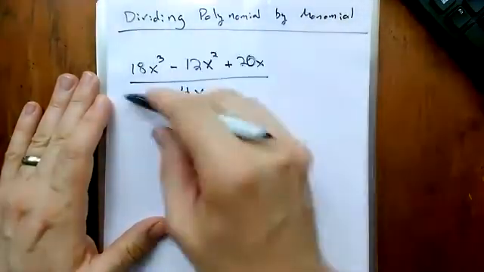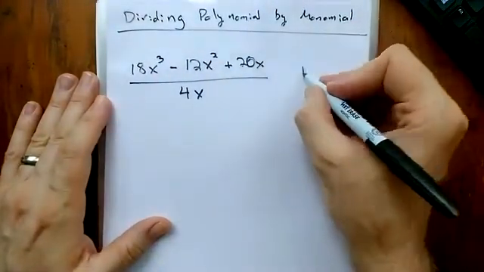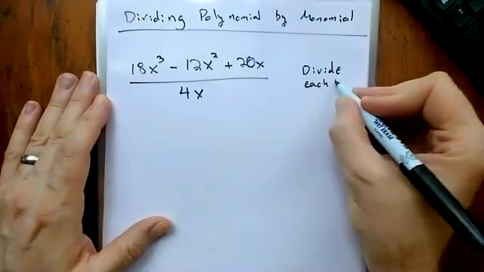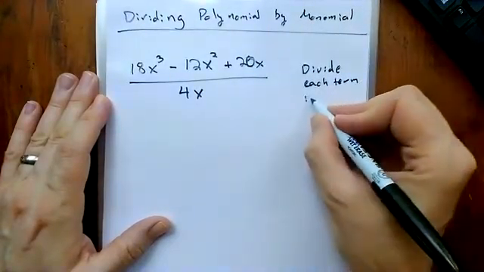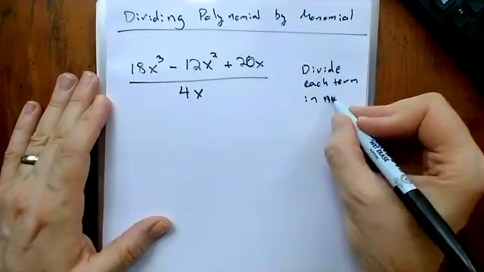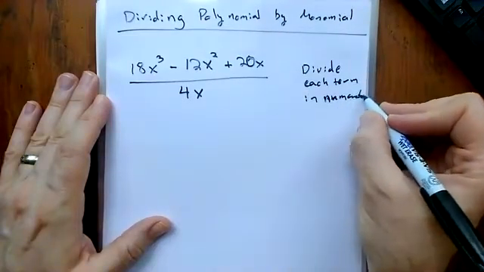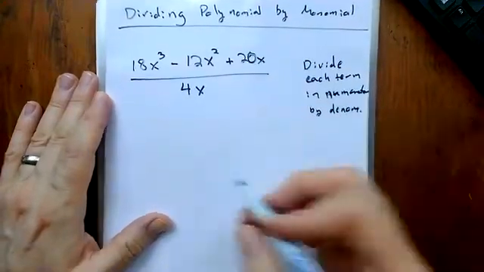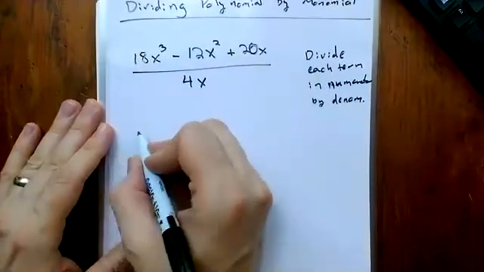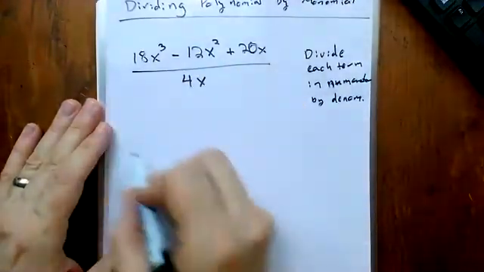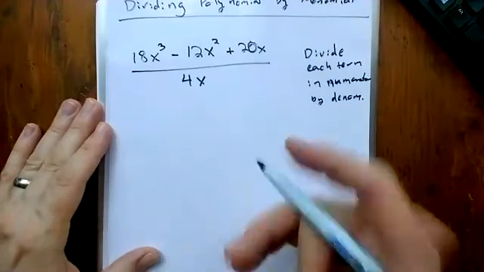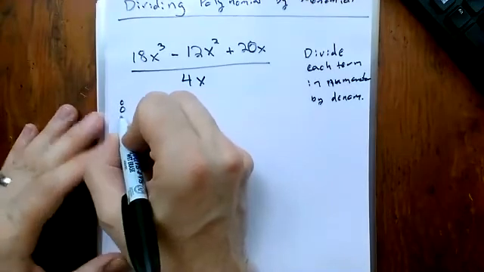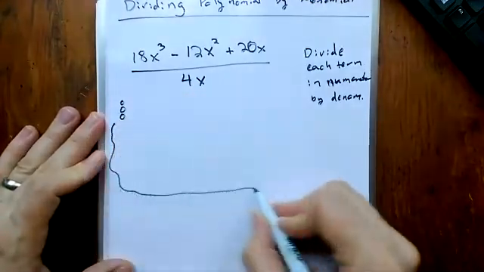And when we look at this, all we're going to do is divide each term in the numerator by that denominator. The second step that I'm about to do is optional, but for folks, I like to let folks know what our real process is here.